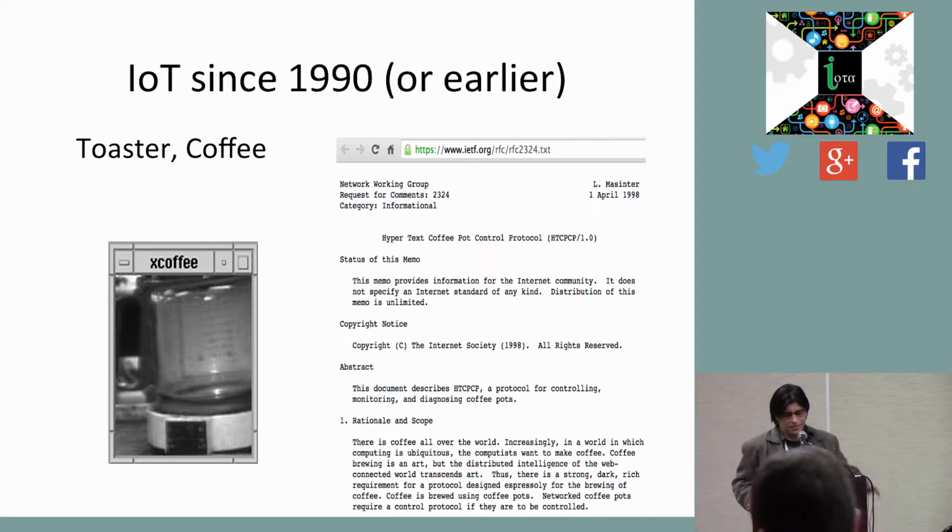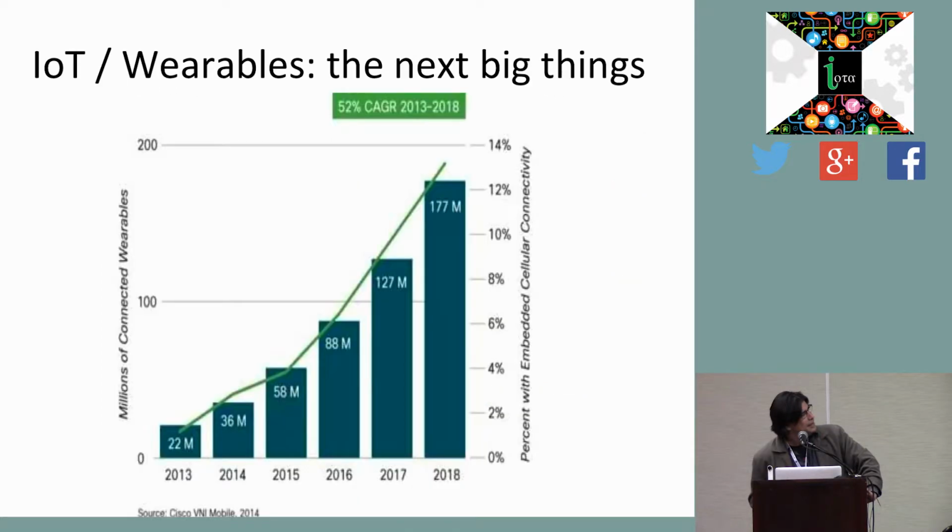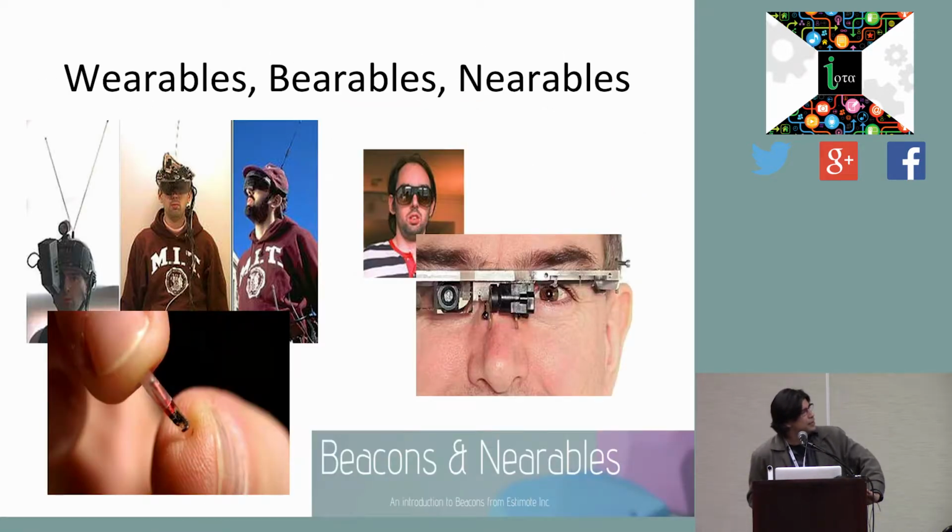So I don't have to do some background on what wearables and what Internet of Things are. They've been around for quite some time, as you can see from this slide. In fact, there was a spec about coffee on the internet. The obligatory chart, we all know IoT is going to be huge. IoT is the umbrella of wearables, bearables, nearables. I've heard all these terms.